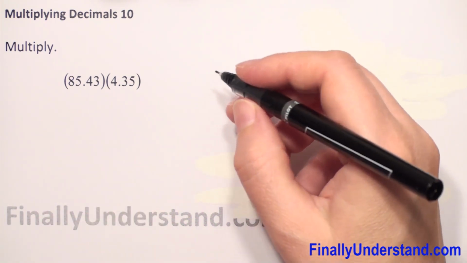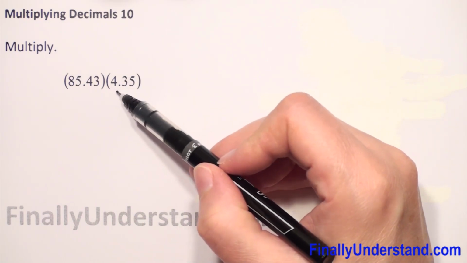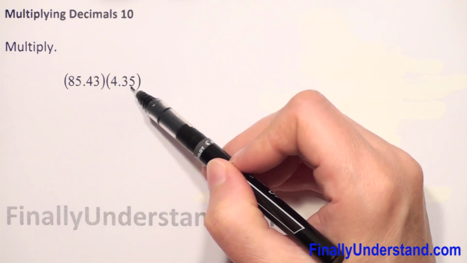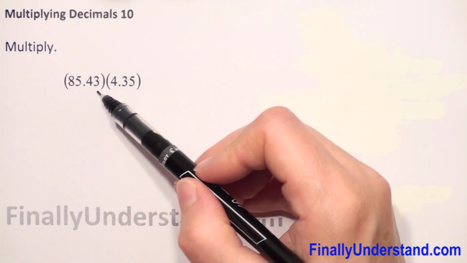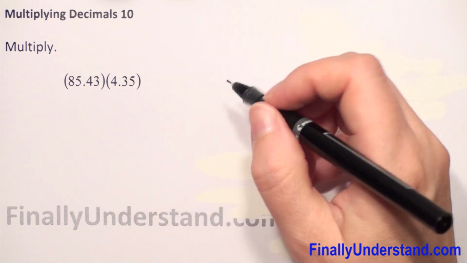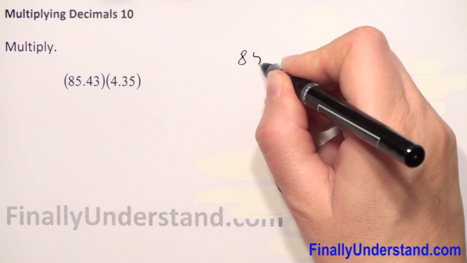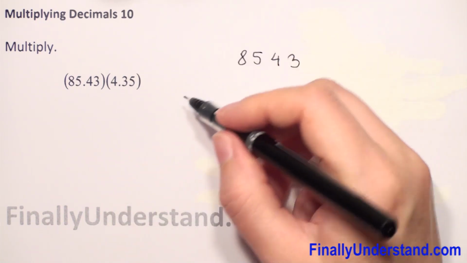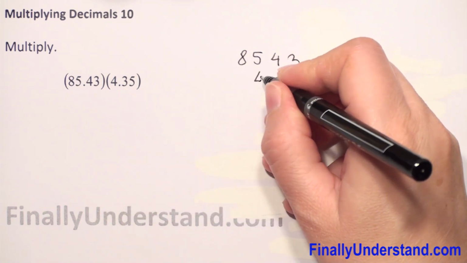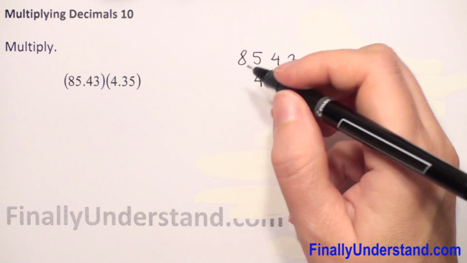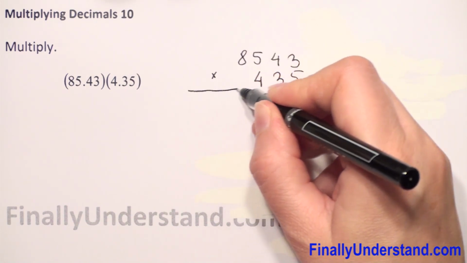We have multiplication of decimal numbers. How do we do this? We have to forget about decimal points and first multiply these two numbers like whole numbers. So we can write that we have, and because we have only 3 digits in the second factor and in the first we have 4 digits, I will write on the top the greater number, 8543, and the smaller number, 435. We have to multiply these two decimal numbers.